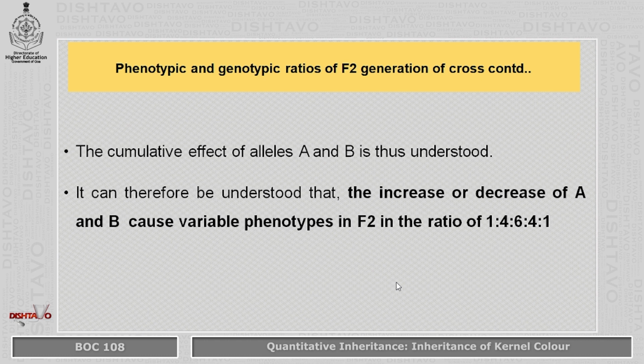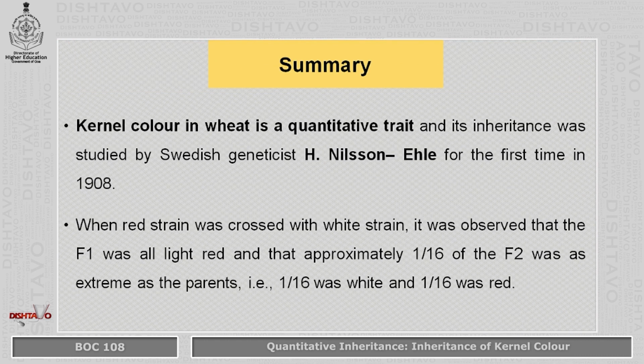So, we can finally say that it is the cumulative effect of the alleles A and B that can be understood in this case. It can therefore be understood that the increase or the decrease of capital A and capital B can cause variable phenotypes in the F2 ratio, which is 1:4:6:4:1. So, in summary, kernel color in wheat is a quantitative trait.